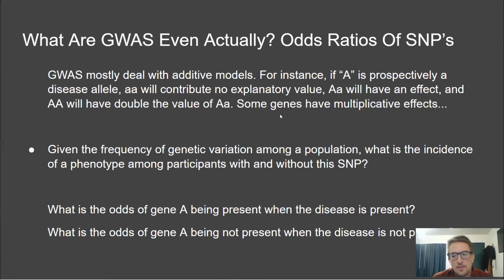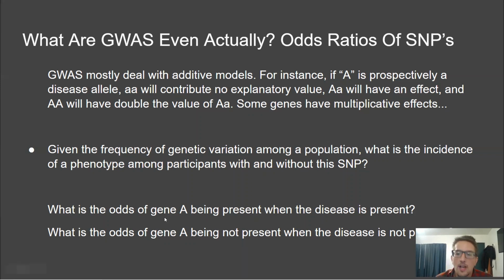That's not always how genes work. There are multiplicative and nonlinear interactions, where if you get this set of 5 genes, you'll have a huge propensity to exhibit this disease. But these are very computationally hard to look for, so GWAS pick the low-hanging fruit. So given the frequency of genetic variation among a population, what is the incidence of a phenotype among participants with and without this SNP or polymorphism or gene?